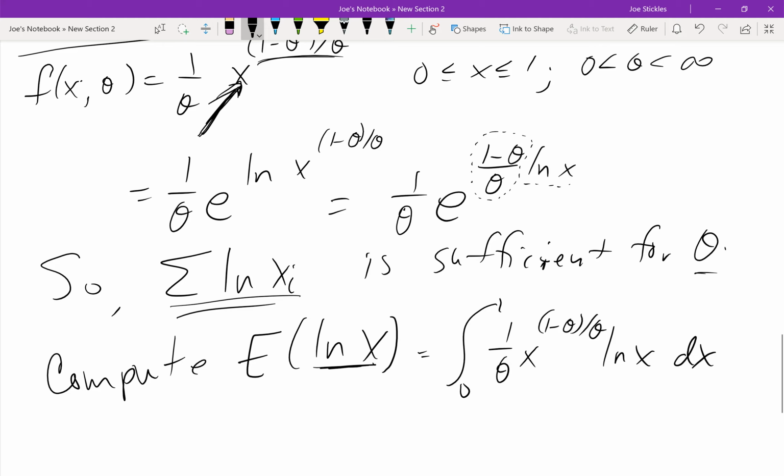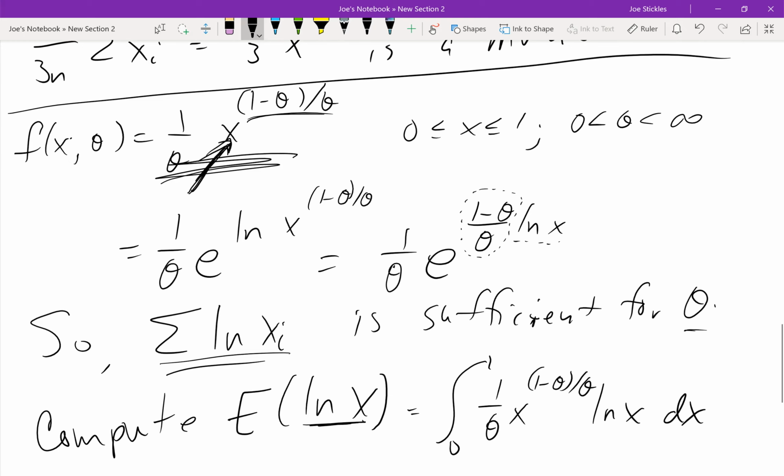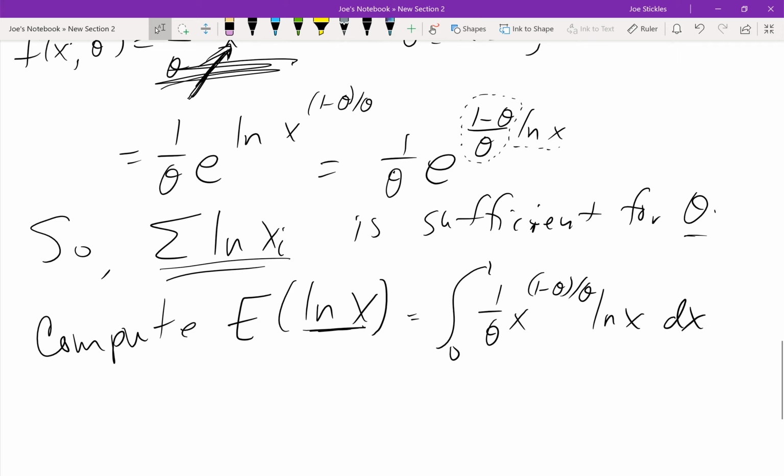Do you want to use the e to the natural log form, or the 1 minus theta form? I went back to the original PDF here. Yeah, because we're doing the expected value with respect to that original PDF. You could write it as e to the natural log of, but it's not going to make it any easier to integrate. The reason we did e to the natural log was so that we could see what the sufficient statistic was. So do this one, whatever that turns out to be.